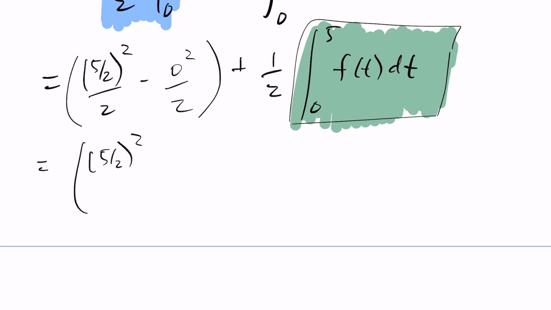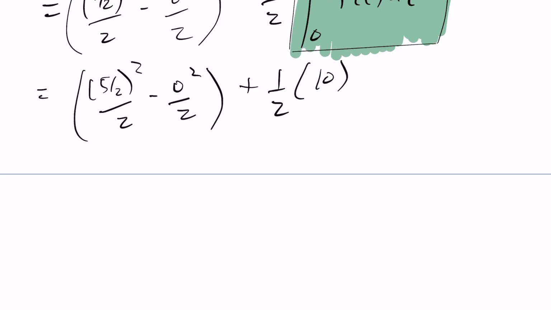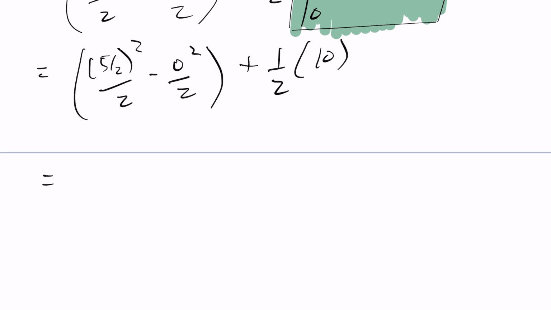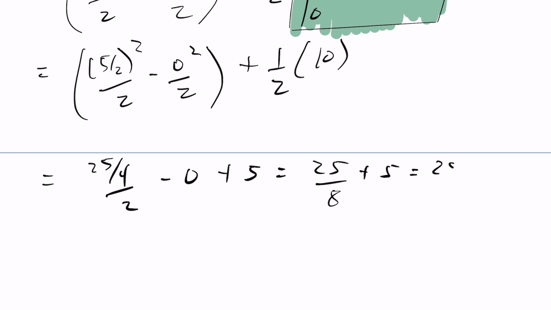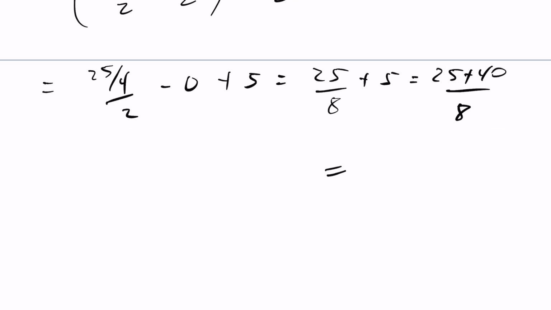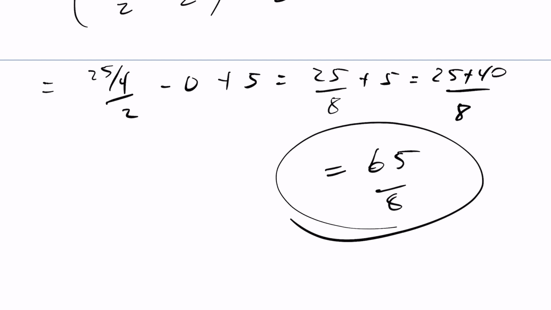This becomes (5/2) squared over 2 minus 0 squared over 2, and we get our 1/2 again, and this we can replace with a 10. So I can simplify this, and this should get us to our answer. (5/2) squared is going to give me 25 over 4, divided by 2. This would just be minus 0, and that's plus 5. So this will end up being 25 over 8 plus 5, which is 25 plus 40 over 8. And the final answer for this question is 65 over 8.